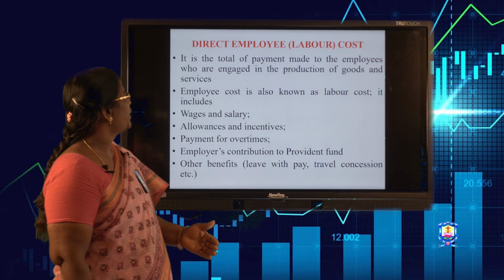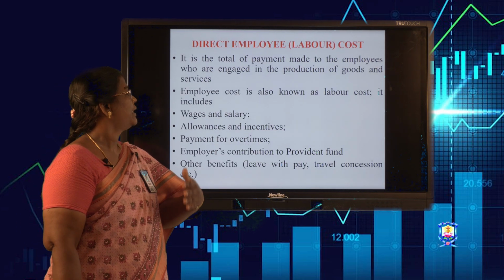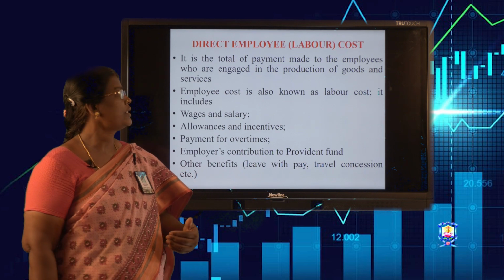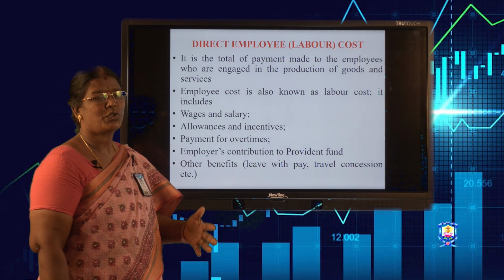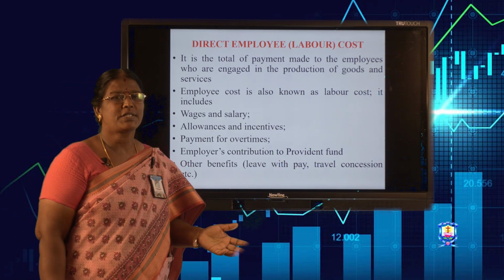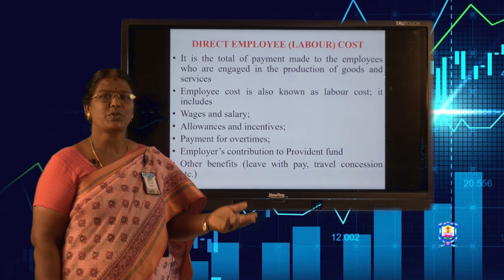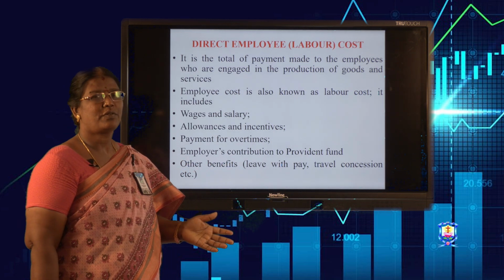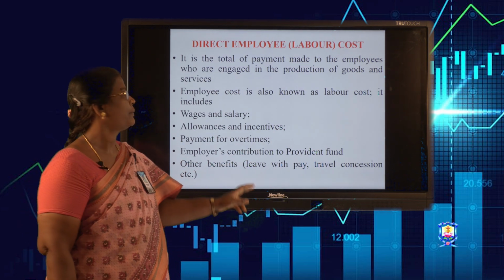Then direct employee cost or labor cost. It is the total payment to employees. Employee cost is also known as labor cost. Examples of labor cost are wages, salary paid to the employees, incentives, allowances, payment for overtime and other benefits.